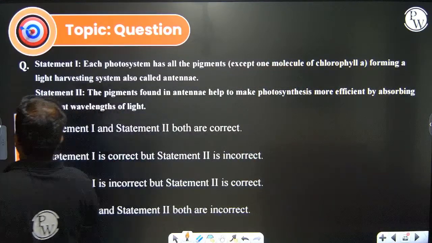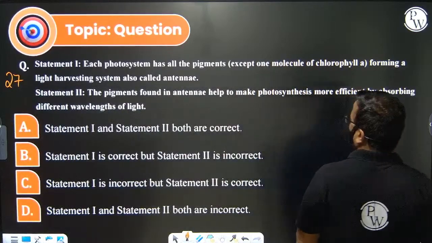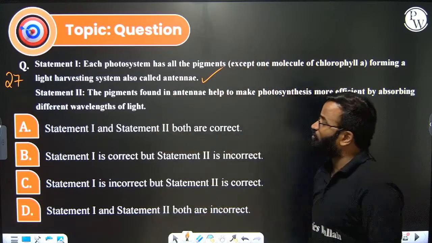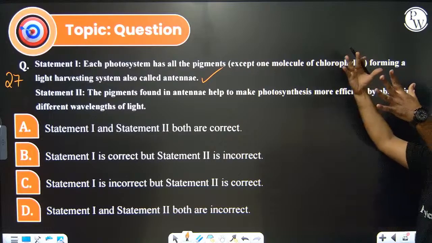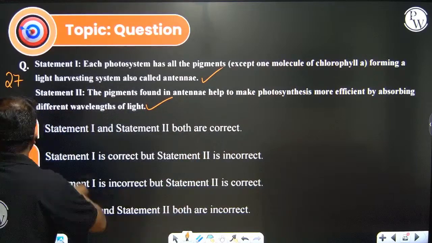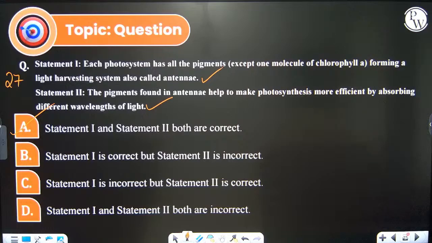27th question. Statement 1: Each photosystem has all the pigments except one molecule of chlorophyll A forming the light harvesting complex, also called antennae. True, direct NCERT lines. The pigments found in the antenna help to make photosynthesis more efficient by absorbing different wavelengths of light, which is true as a statement. So both are true statements, and the answer will be A.